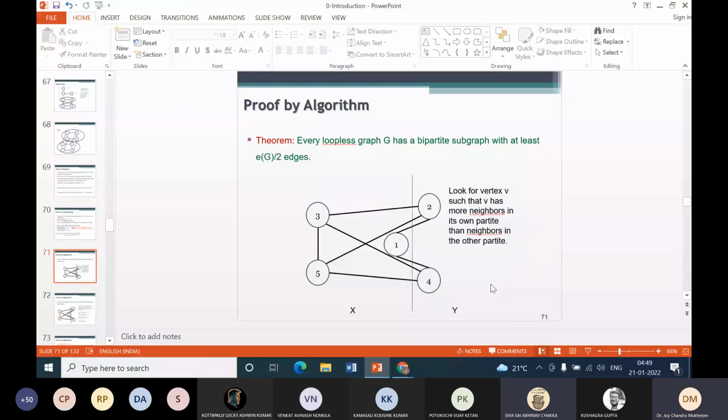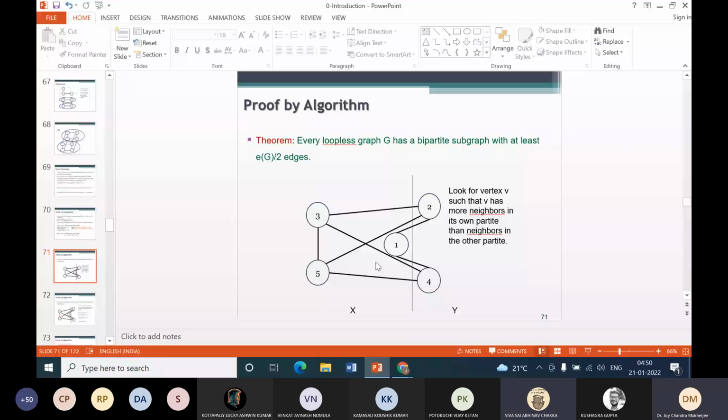Now at this stage, if you look at all the vertices, you find that there is no vertex V which has more neighbors in its own partite than neighbors in the other partite. Check for 2: all its neighbors are in the other partite. For 4, all its neighbors are in the other partite. For 1, all its neighbors are in the other partite. For 3, 2 neighbors in the other partite, 1 neighbor in its own partite. For 5, 2 neighbors in the other partite, 1 neighbor in its own. So at this stage, the algorithm stops.